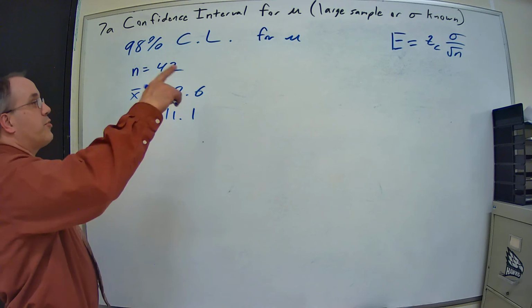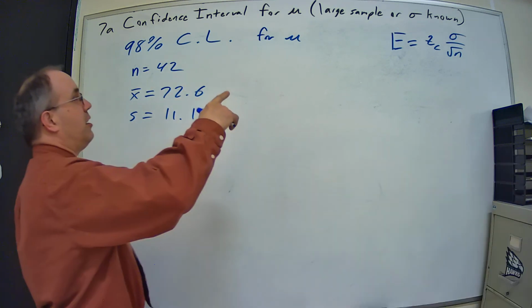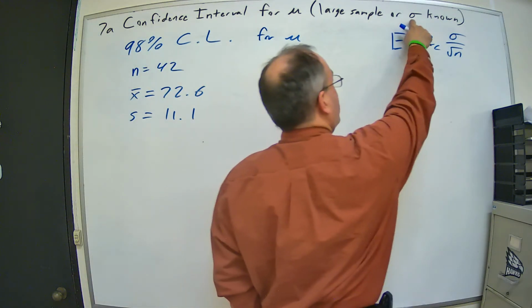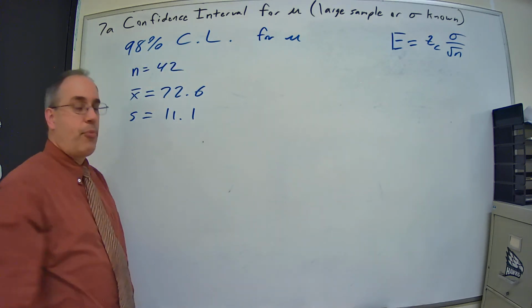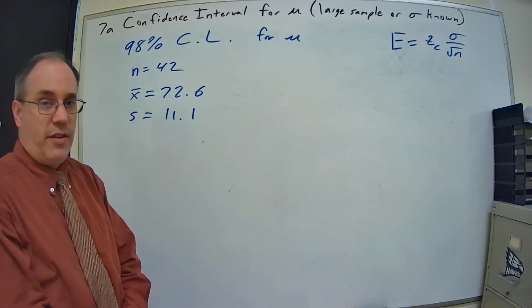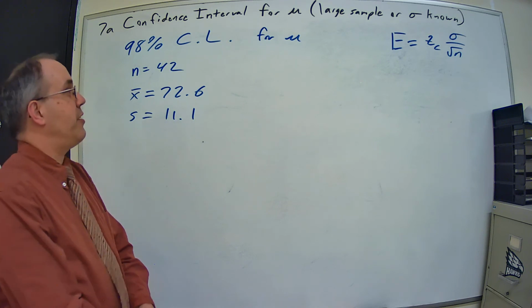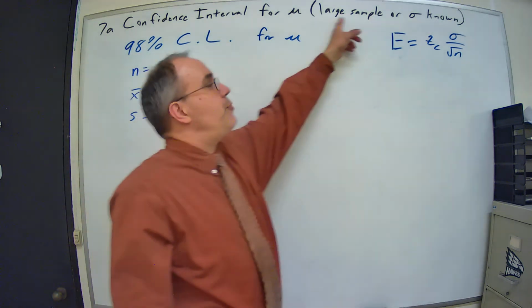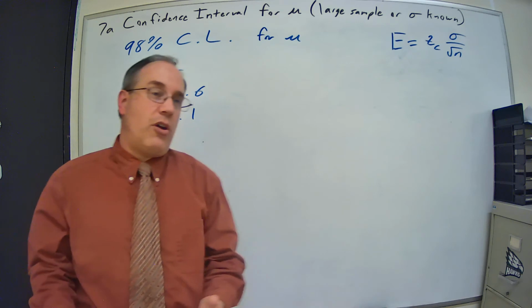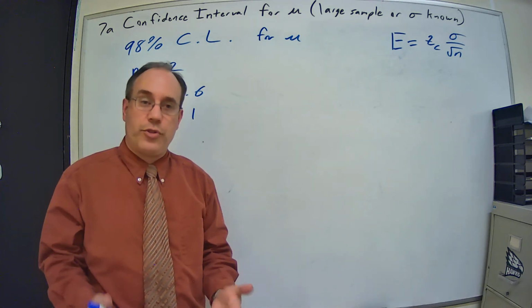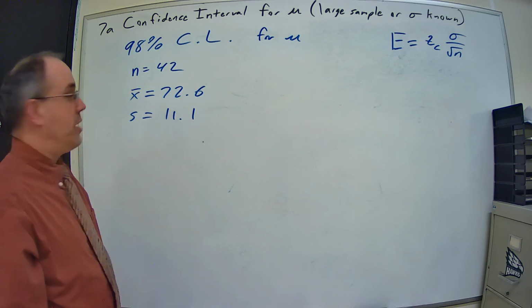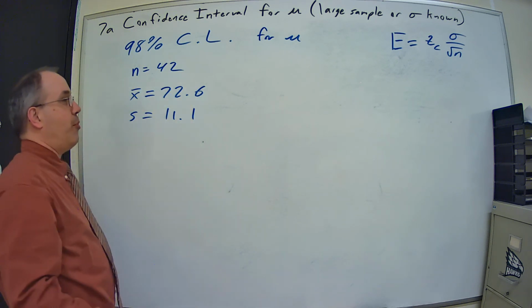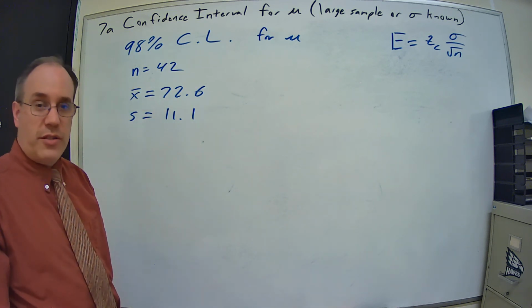So one of the first things we're going to look at is, is the population standard deviation known? No, it is not. We have the sample standard deviation, but we do not know the population standard deviation. So then we look at, do we have a large sample? A large sample is greater than or equal to 30. 42 is greater than or equal to 30. So yes, we have a large sample, so we can use this.